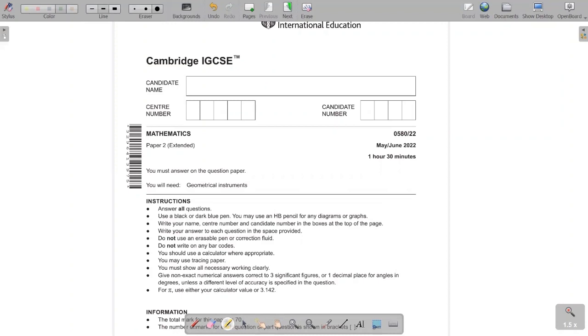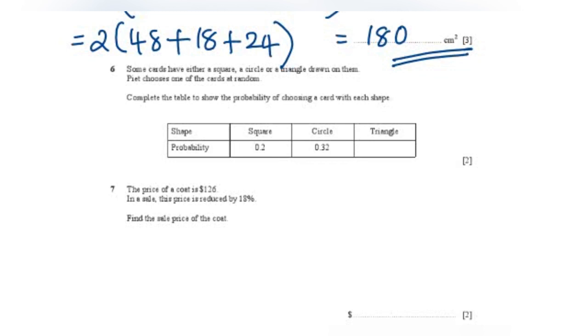In today's lesson, we shall be discussing May-June 2022, paper code 0580, paper 22 of Cambridge IGCSE. So let us look at the questions. So we have a question 6 here. Let us look at question number 6.